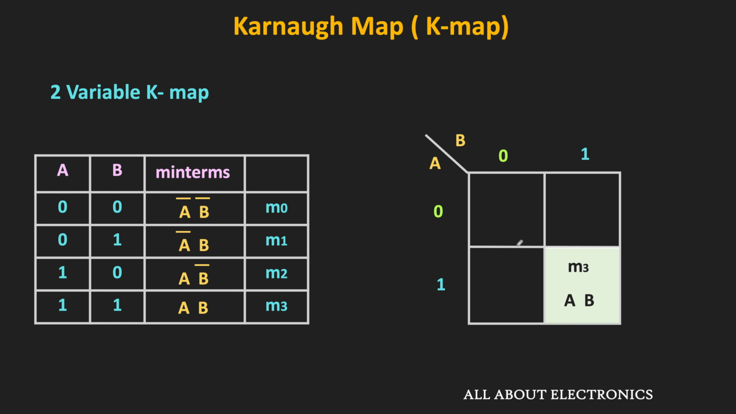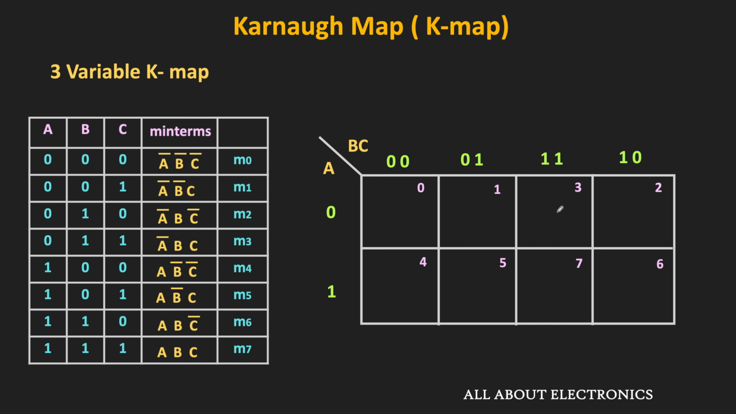And for simplicity, we can also denote each cell with a number, where this number denotes the particular minterm which is represented by that cell. So this is how the 2 variable K-map will look like. Similarly, now let us see the 3 variable K-map.